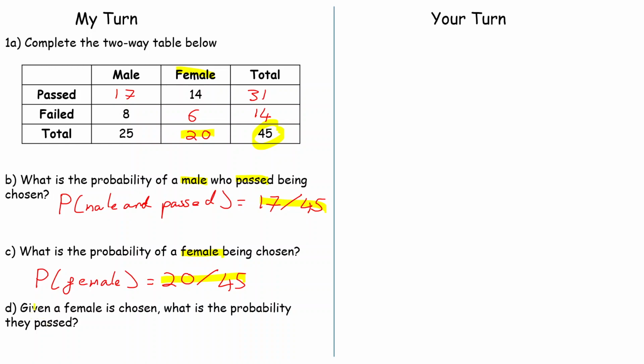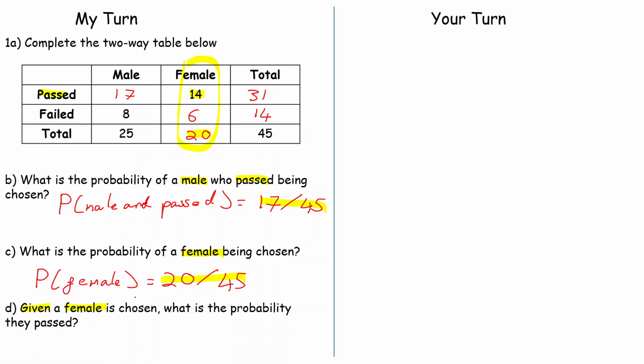Part D, this one is more tricky. Given, that's a really, really crucial word. Let's get rid of the highlighters. Given a female is chosen, so you know we're looking at just the females. We're looking at just this part of the two-way table. What is the probability that they have passed? So we're looking at passed, which is here. We're looking at 14 out of a total of 20, not 45.